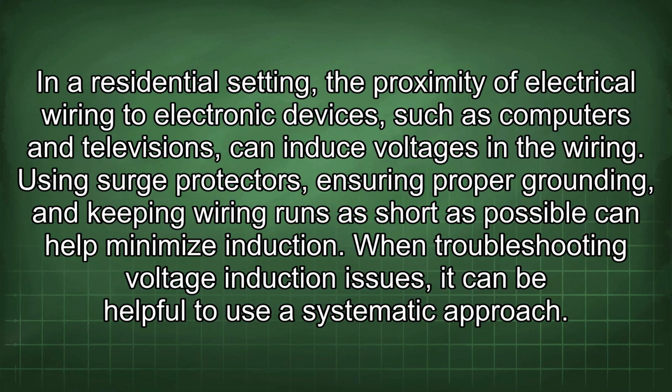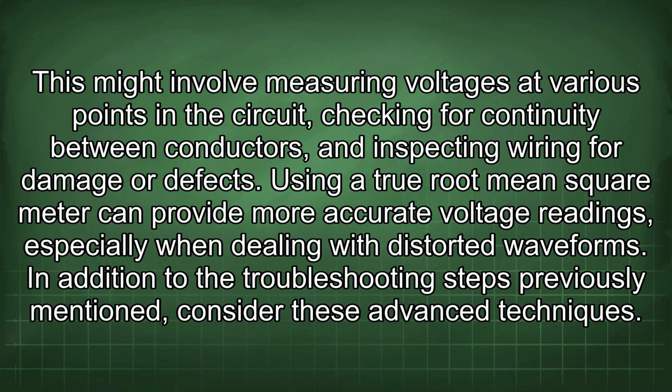When troubleshooting voltage induction issues, it can be helpful to use a systematic approach. This might involve measuring voltages at various points in the circuit, checking for continuity between conductors, and inspecting wiring for damage or defects. Using a true root mean square meter can provide more accurate voltage readings, especially when dealing with distorted waveforms. In addition to the troubleshooting steps previously mentioned, consider these advanced techniques.